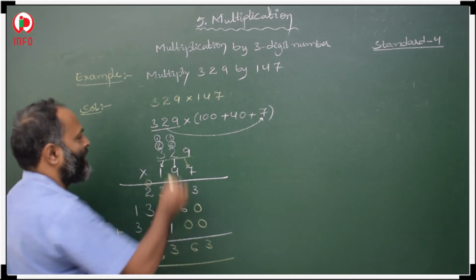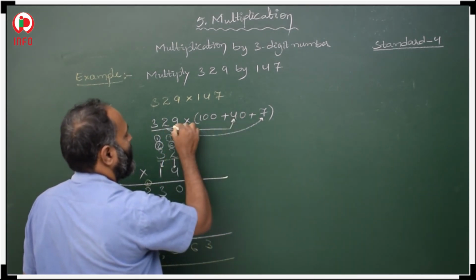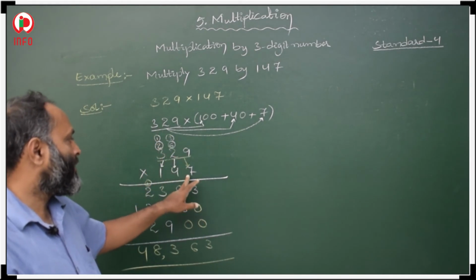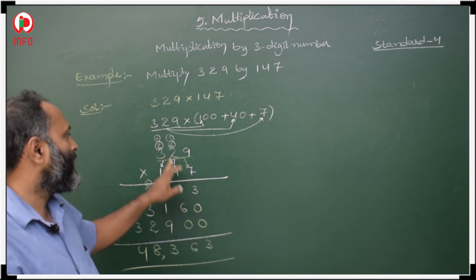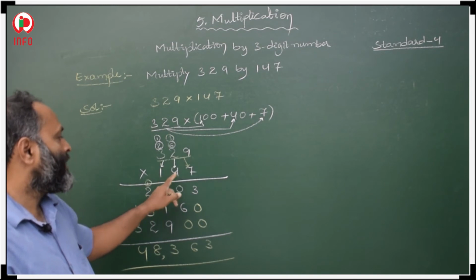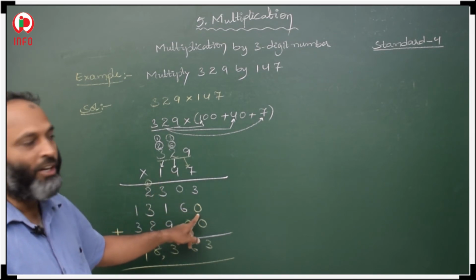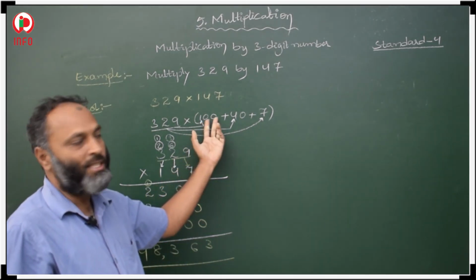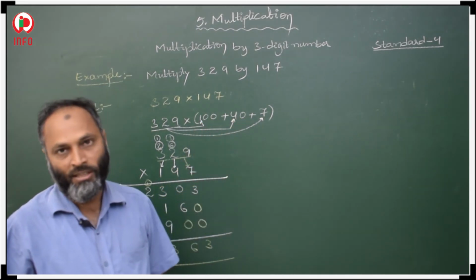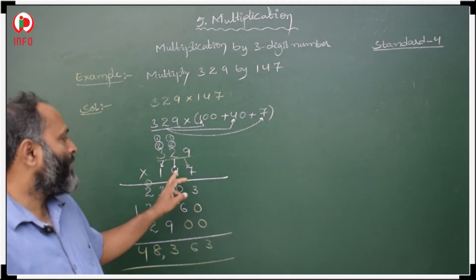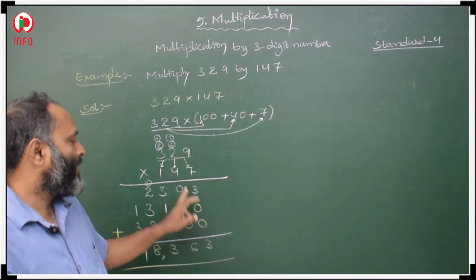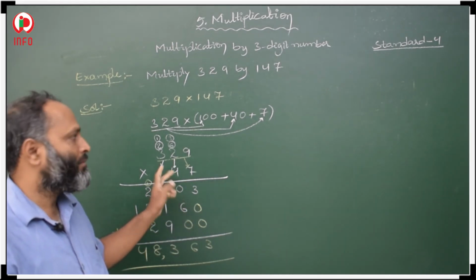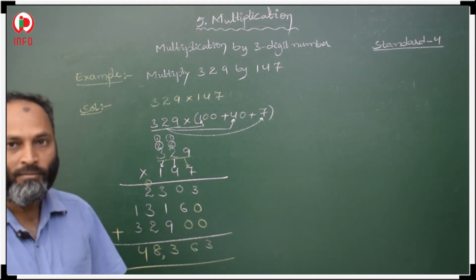48,368. In this way we have to multiply. First we have to multiply 329 with 7, 329 with 4, 329 with 1. So when 4 is there, we have to keep a 0 in the unit place. With 1 we have to keep 2 zeros. Why? Because in the hundreds place there are 2 zeros and in 40 there is 1 zero. So that is why, when we multiply with the second digit, we keep 0 in the ones place. If we are going to multiply with the hundreds place, we have to keep 2 zeros.